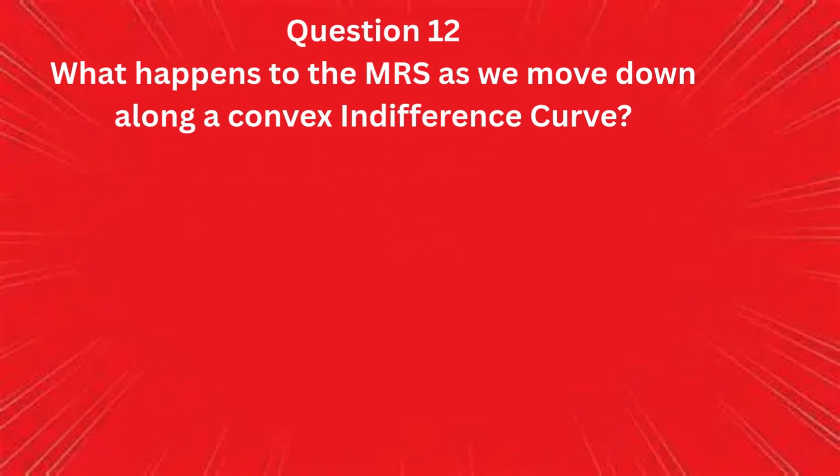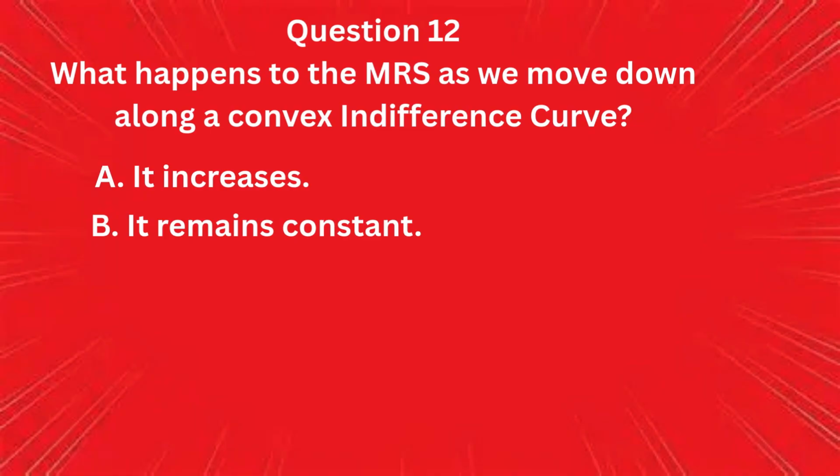Question 12. What happens to the MRS as we move down along a convex indifference curve? A. It increases. B. It remains constant. C. It diminishes. D. It becomes 0.